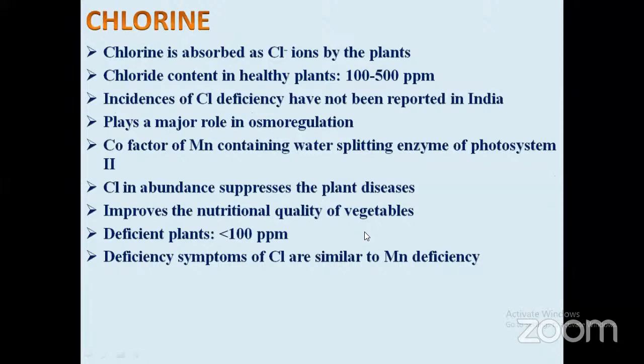Now moving ahead to another element, that is chlorine. Chlorine is absorbed as chloride ions by the plant, and chloride content in a healthy plant is 100 to 500 ppm. You see, the incidences of chloride deficiency have not been reported in India. Why so? Why is chlorine deficiency not reported?